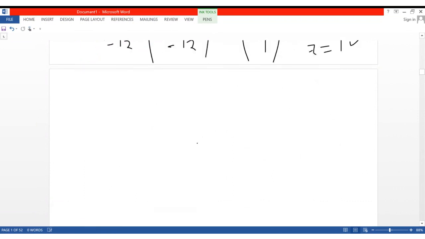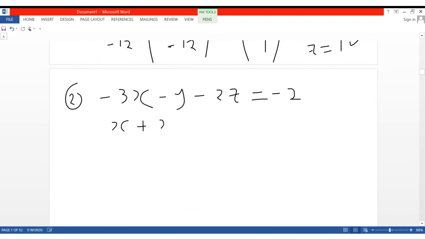That is number 2 now. Negative 3x minus y minus 2z is equals to negative 2. x plus 2y plus 3z is equals to 7. 2x plus y plus z is equals to 1.